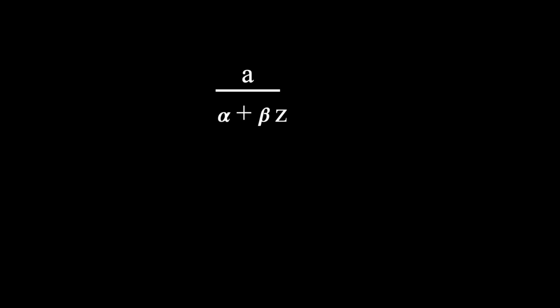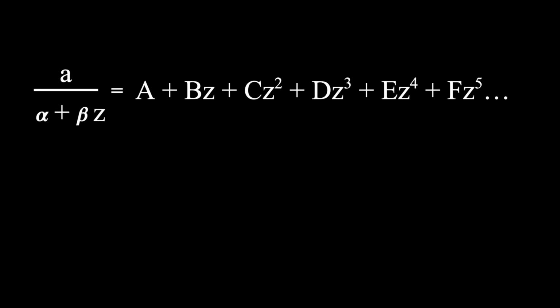So, in his Introduction to Analysis, Euler tells us to look at a proper rational expression, meaning the degree of the denominator is greater than the degree of the numerator. So first, he shows us the most simple example with a degree 1 denominator. We have the expression a over alpha plus beta z. So how can we see this as an infinite series? Euler says, let's just pretend it is, and he sets it equal to A plus Bz plus Cz squared plus Dz cubed plus Ez to the fourth plus Fz to the fifth, and so on.